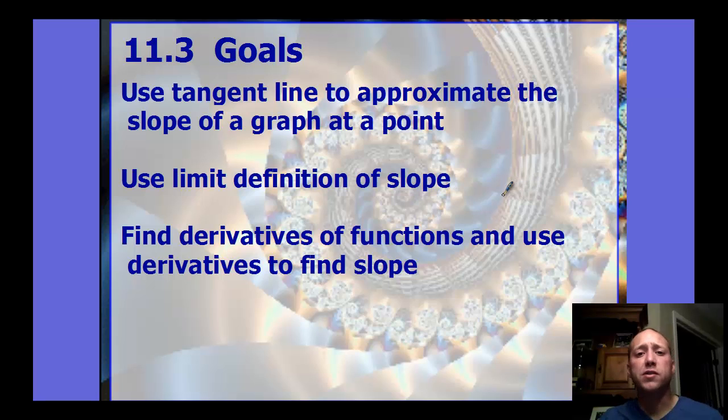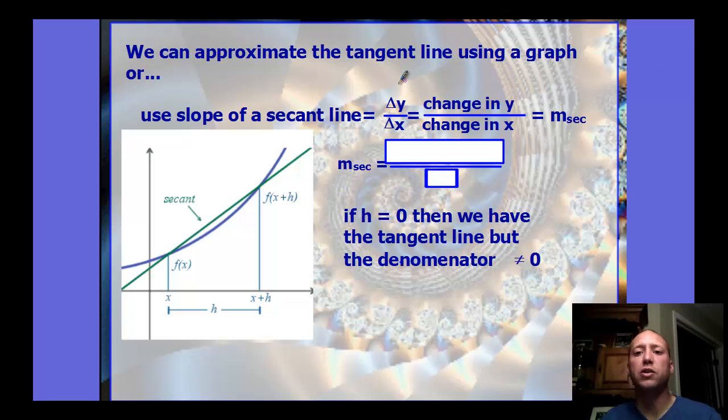Precalc Chapter 11, Section 3. So we're going to use the tangent line to approximate the slope. We talked a little bit about that yesterday, and use the limit definition of slope, and then find derivatives of a function. Use derivatives to find slope. Approximate the tangent line using a graph, or we can use the secant line.